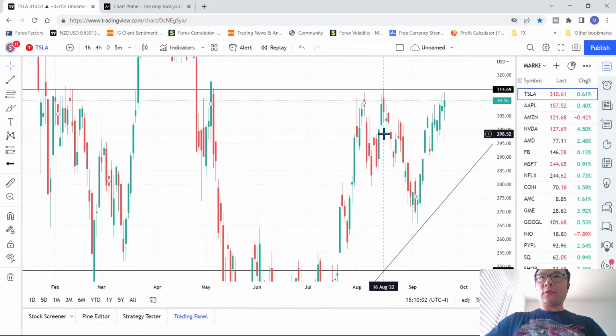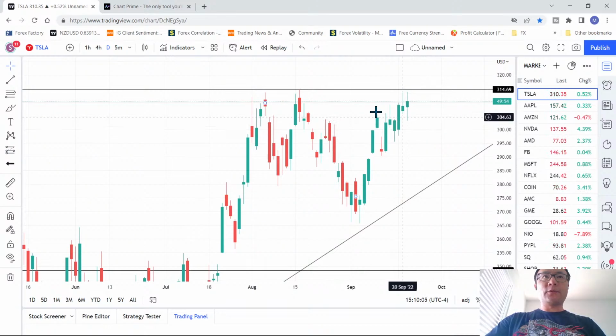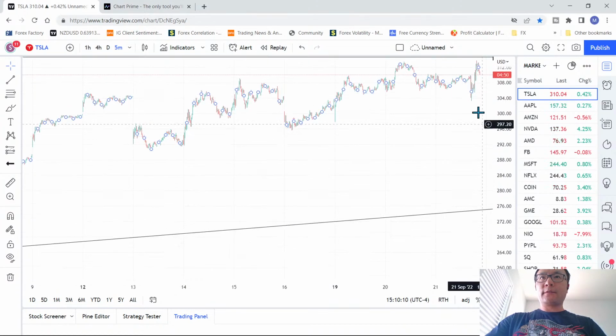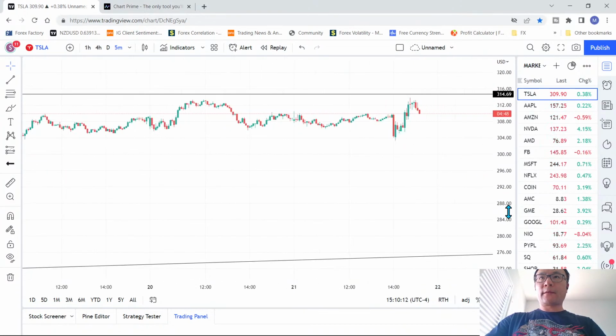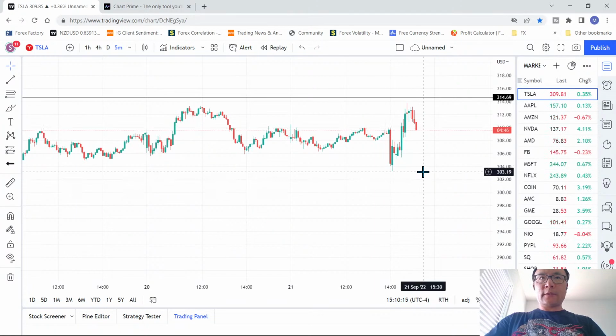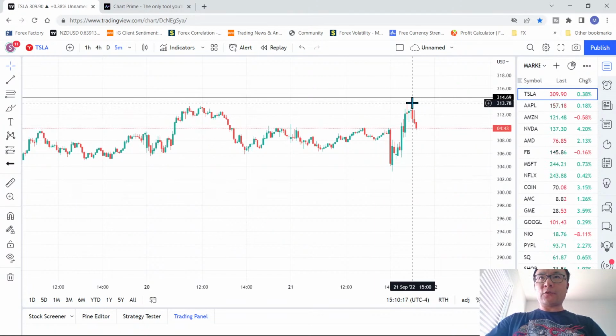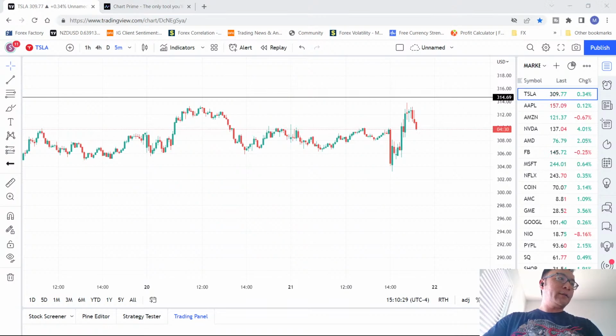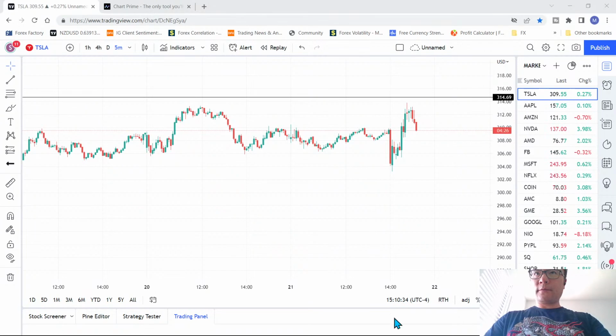Now, for the stop loss, I'm going to use the lows of today as my stop. So let me put a 5-minute chart here. My stop loss is going to be right here. It has not triggered yet. It's now going down, so it might not. Let's see if it tests this level. My stop loss probably would be 302.50. Okay, so let me put this down for you guys. Stop loss, 302.50.